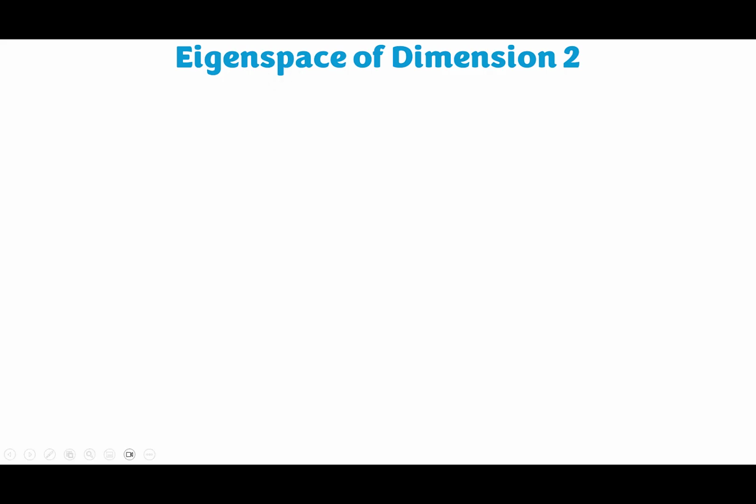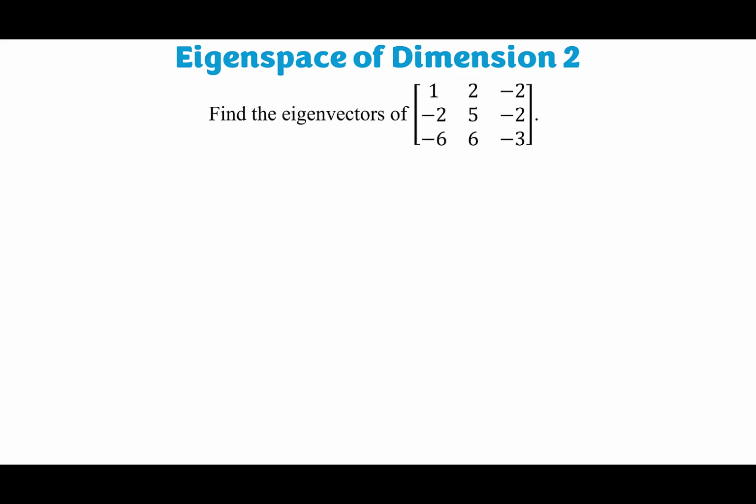Now let's look at an eigenspace that ends up having a dimension of 2. I mean, everything so far had a dimension of 1. All of those sets of eigenvectors were just lines through the origin. In this example, for finding the eigenvectors of this matrix, we'll see that the eigenspace has dimension 2. It'll be a plane through the origin instead of just a line.